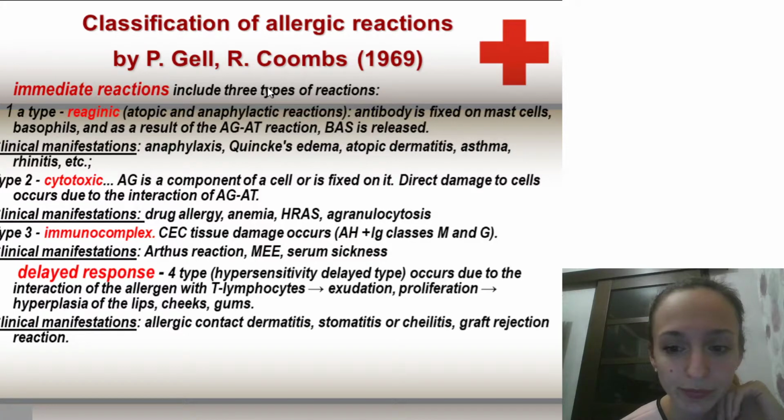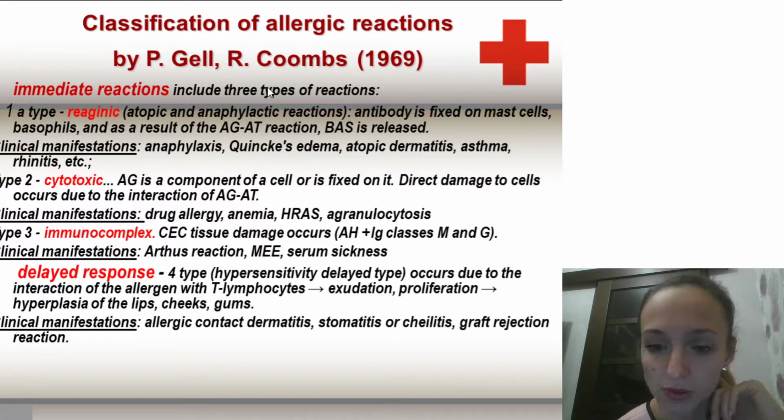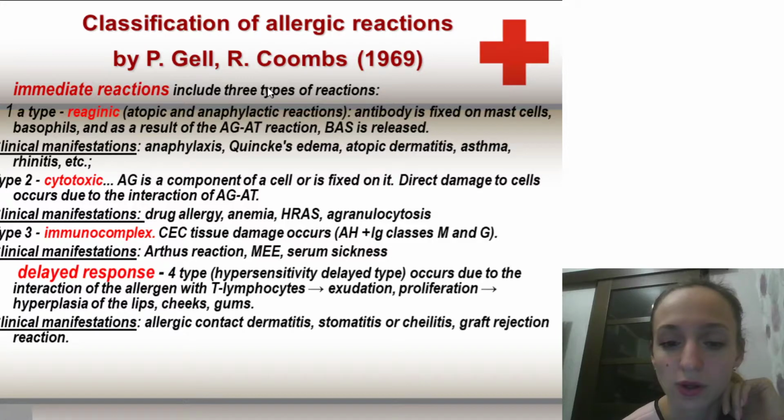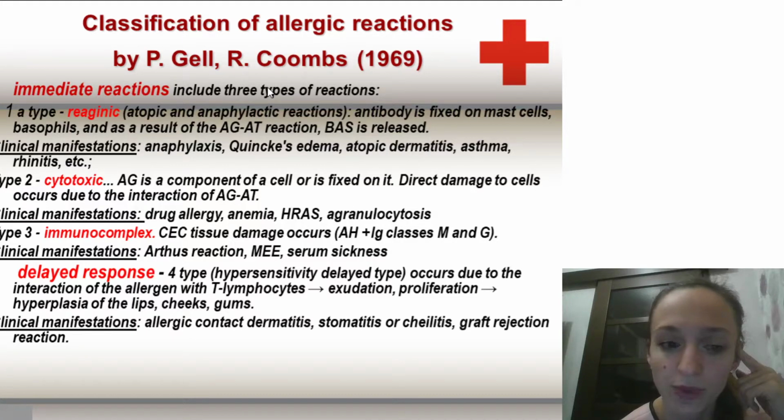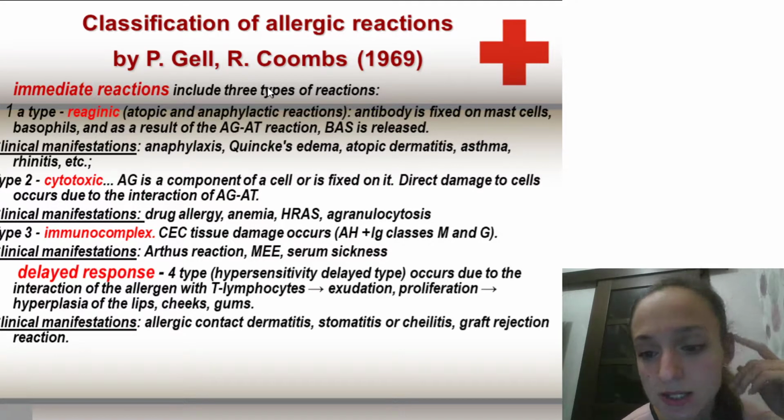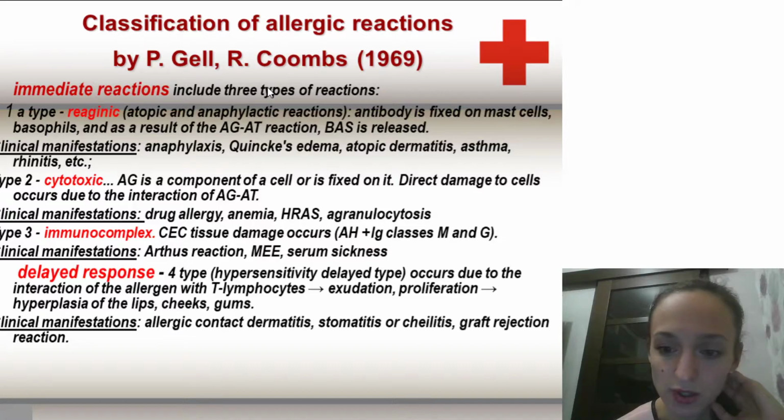The fourth type occurs due to the interaction of the allergen with a type of lymphocytes. So there are different reactions from exudation to proliferation and hyperplasia of the lips, cheeks, and gums. Clinical manifestations in this group are allergic contact dermatitis, stomatitis, and graft rejection reaction.